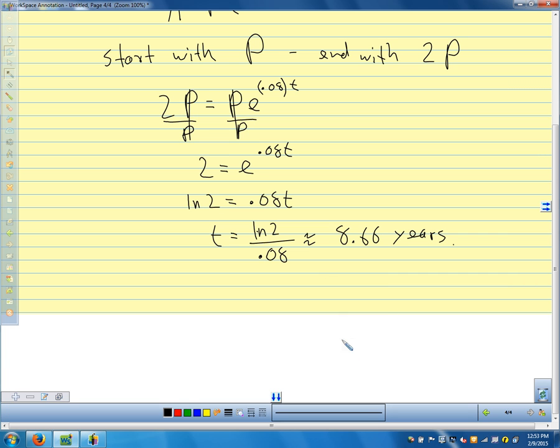And tomorrow we'll talk about radioactive decay, kind of the opposite problem. We'll talk about half-life. Half-life is the time it takes to reduce something by half. Same kind of idea. They're kind of inverse problems of each other. All right, questions on what we did there?